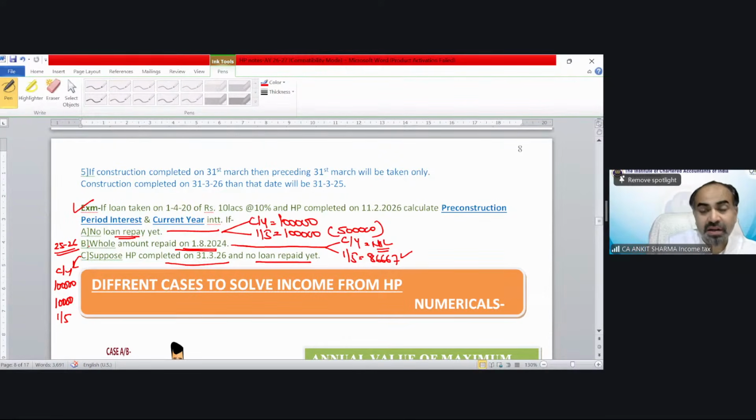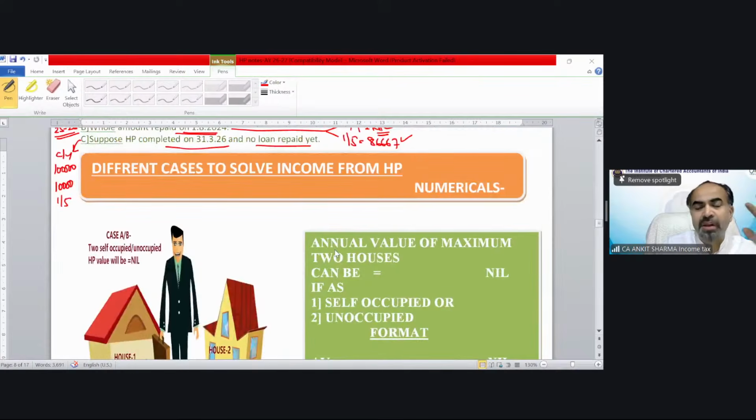For B case, current year would be nil and 1/5 would be 86,667. And in case of A, the current year would be 1 lakh and 1/5 of PPI would also be 1 lakh rupees. So we have solved this question. And I believe after trying this question, you must have understood how to calculate the current year interest and pre-construction period interest. Now, before starting today's class, of course, we will discuss the thought for the day.